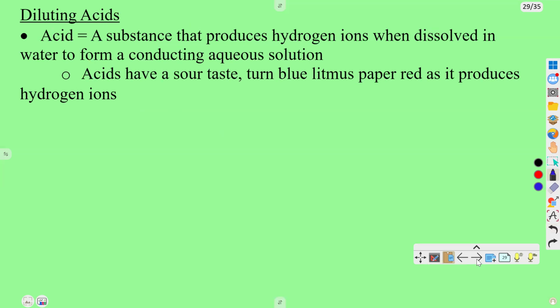Now, one last thing, and this is going to kind of lead into our lab because we're going to be working with some acids. An acid is a substance that produces hydrogen ions when dissolved in water to form a conducting aqueous solution. Let's highlight a few important things here. So it produces hydrogen ions. Hopefully you know that a hydrogen ion is H plus, and it forms a conducting aqueous solution. So that means these hydrogen ions would be serving as electrolytes.